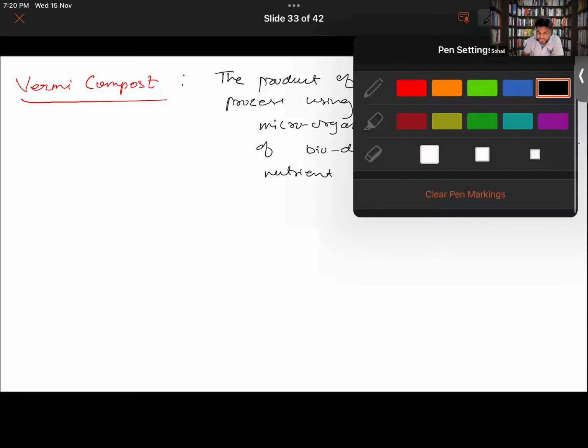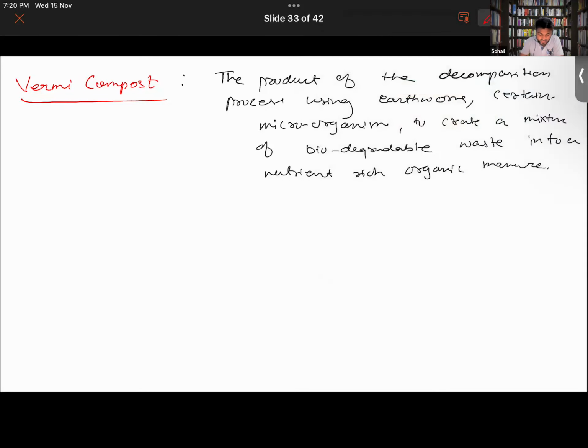People actually produce vermicompost on a larger scale, and it is purchased by the farmers as well. So organic manuring is also done. These were some of the examples.